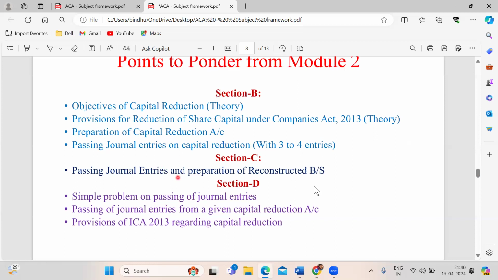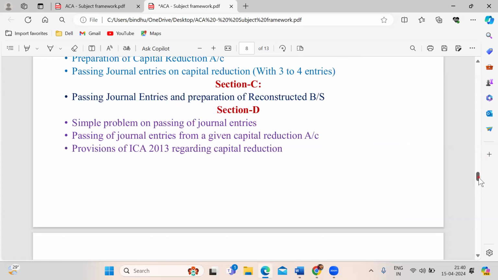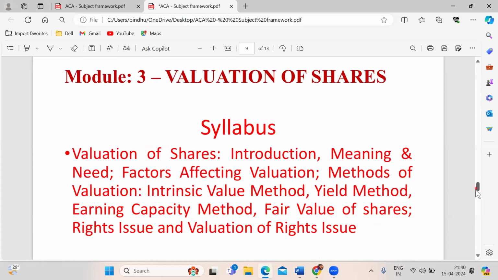Section C, obviously, is going to raise a 10-mark question based on journal entries and the preparation of a reconstructed balance sheet. A simple problem here, you can solve it easily. And in Section D, we have a simple problem based on passing a journal entry, or else you need to pass a journal entry from a given capital redemption account, and provisions of ICA 2013 regarding capital reduction. You will definitely have a question on what the ICAI, the Institute of Chartered Accountants of India, says about capital redemption.